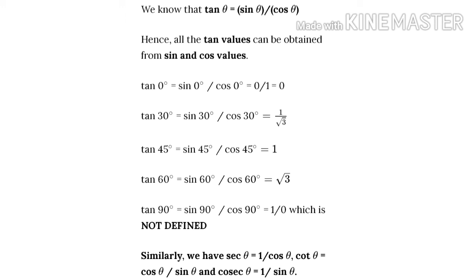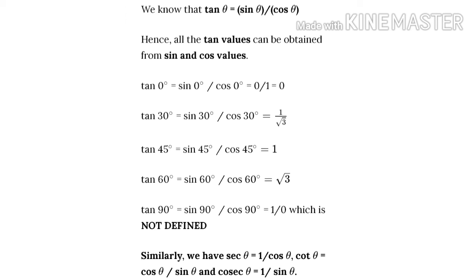Tan 60 degree we get by sine 60 degree divided by cos 60 degree, that is root 3 by 2 divided by 1 by 2. We got root 3. Tan 90 degree is equal to sine 90 degree by cos 90 degree, that is 1 by 0. 1 by 0 cannot be defined, so just write not defined. Similarly, by applying the same formula, we can get sec theta equal to 1 by cos theta. Cot theta we can get by cos theta divided by sine theta, and cosec theta we can get by 1 divided by sine theta.